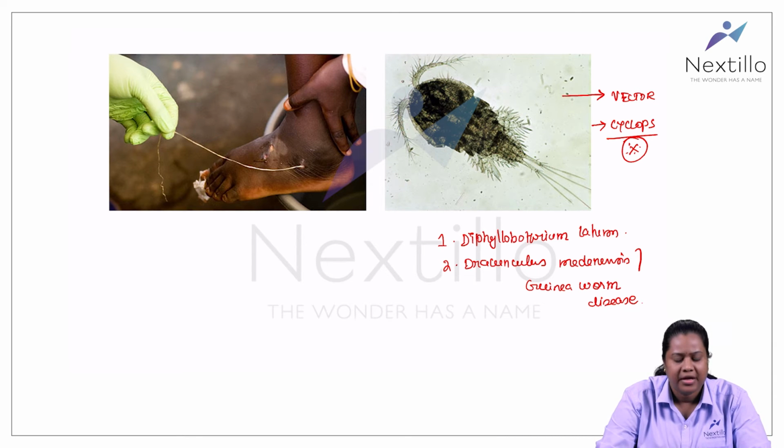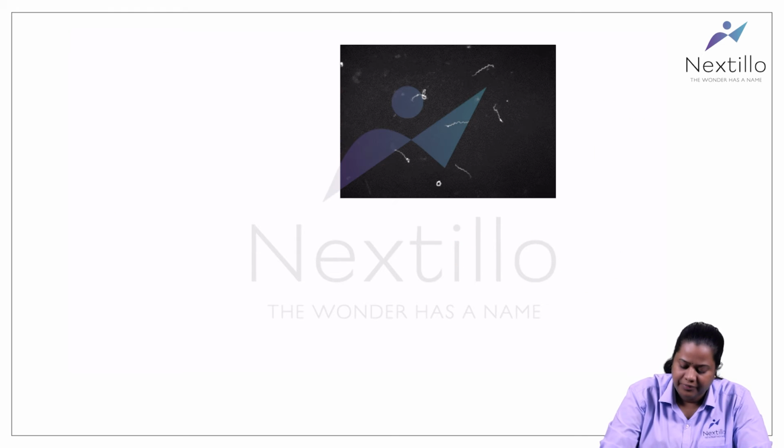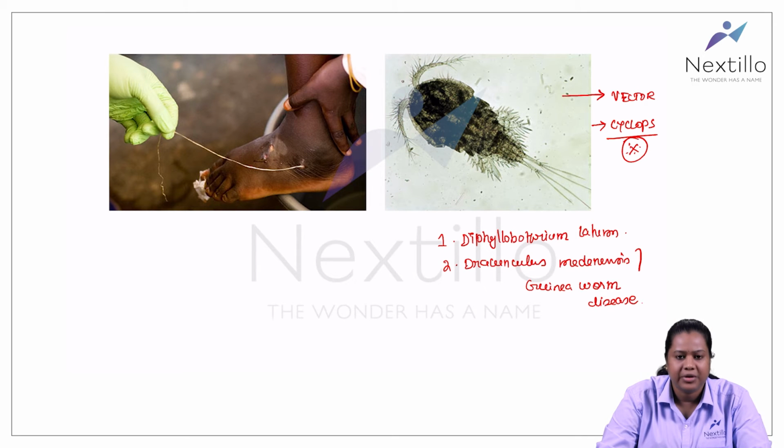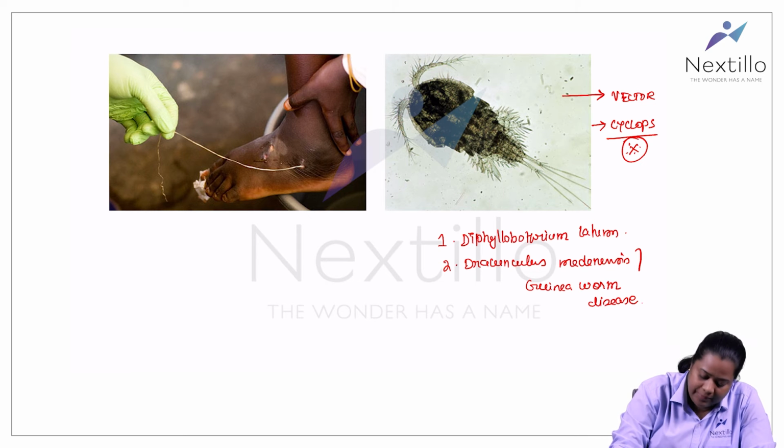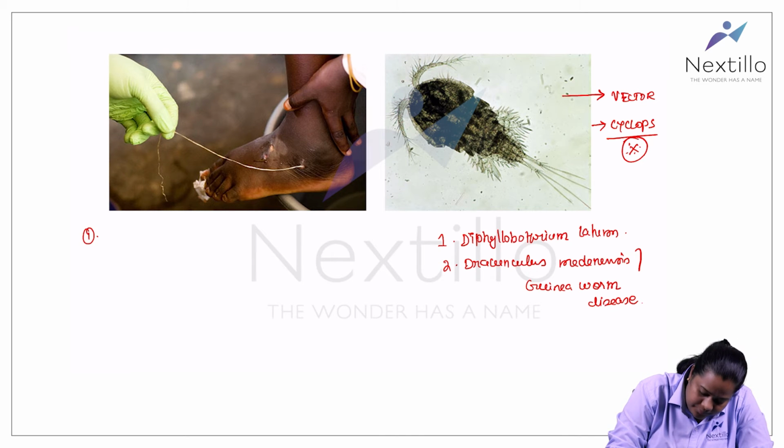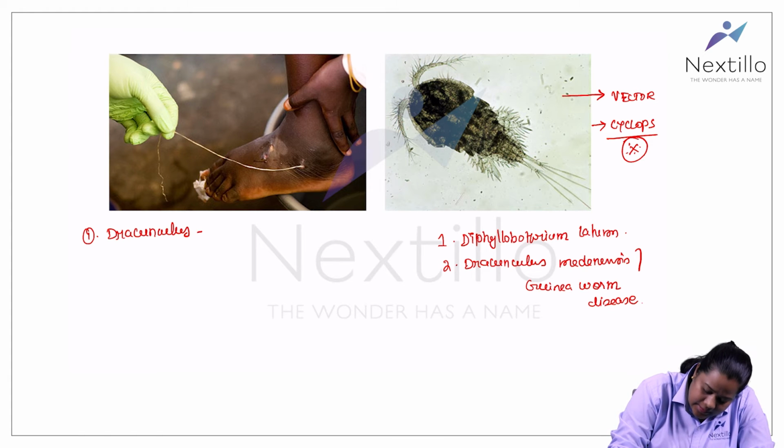What is this? Here you can see an adult worm being removed from a blister on the lower limb of a person. This is nothing but Dracunculus medinensis, or the guinea worm disease. It is very fascinating to see an adult worm being removed from the leg of the person. An important point about Dracunculus is that the disease was eliminated from India in the year 2001.